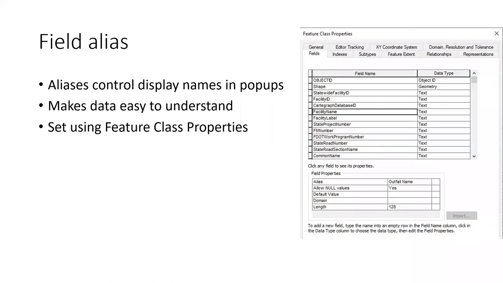So the way you get around that is you go ahead and assign your field alias at the beginning of the game. Here again, this is something you do before you copy it into the enterprise database. And that means for every individual column that you have, you want to set the alias.